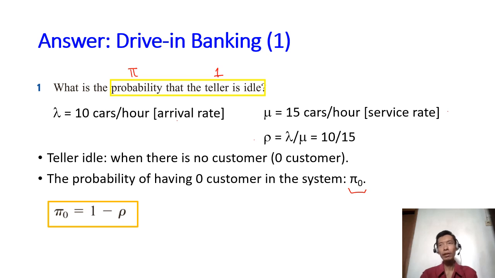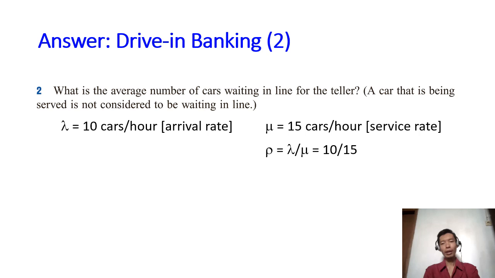Now, if you look at the video about the steady state probabilities in the M/M/1 system, this is the formula for pi 0. And then we have got rho ready. So we know that pi 0 is 1/3. So 1/3 of the time, the teller in the system is idle. Now, the second question asks, what is the average number of cars waiting in line?